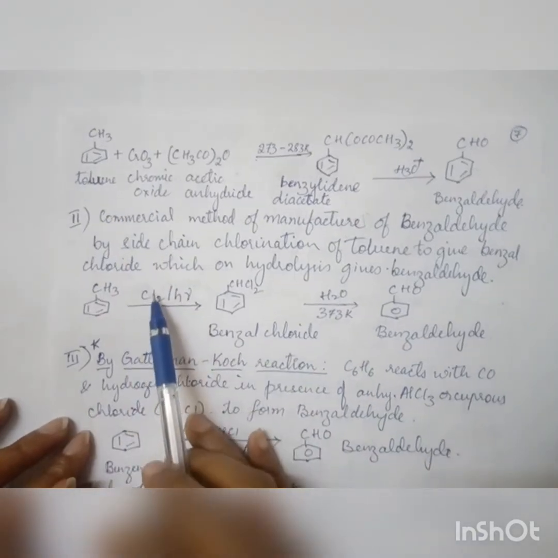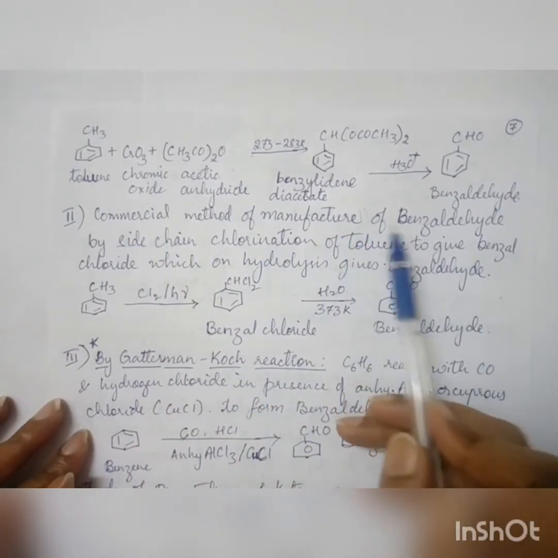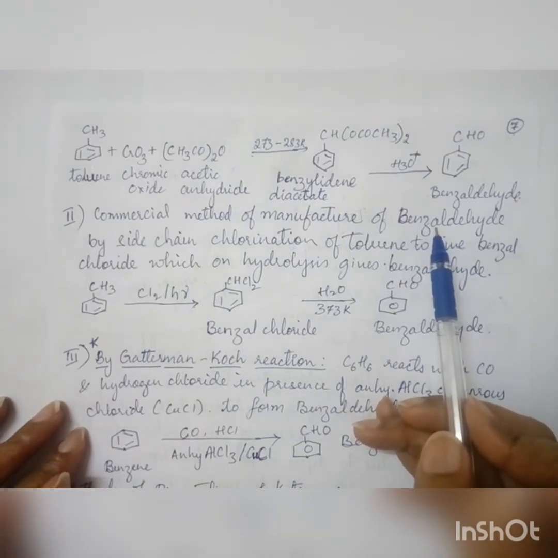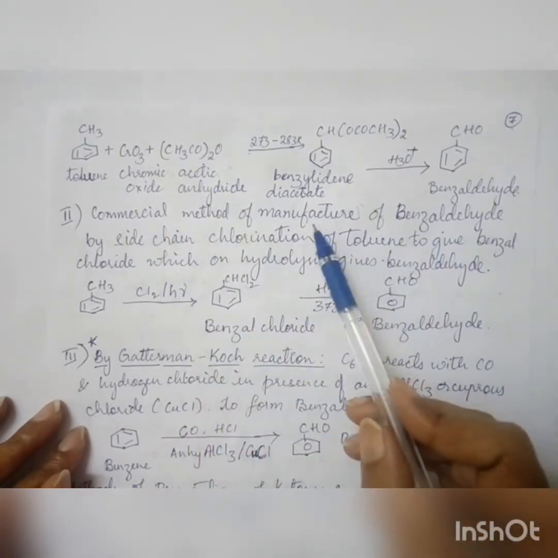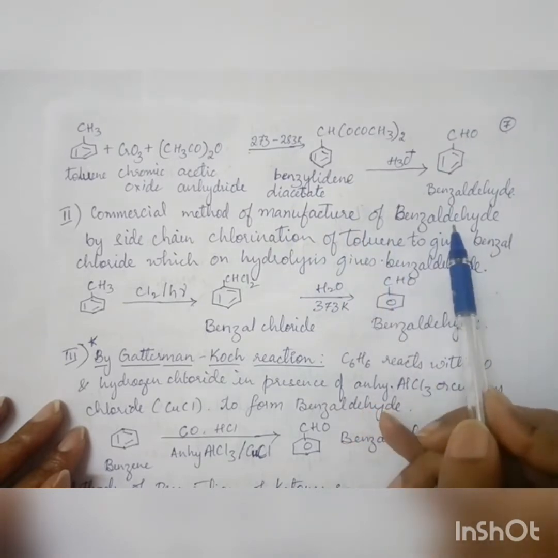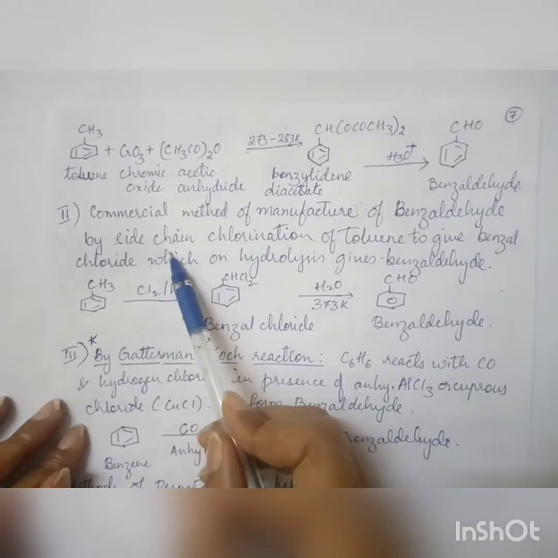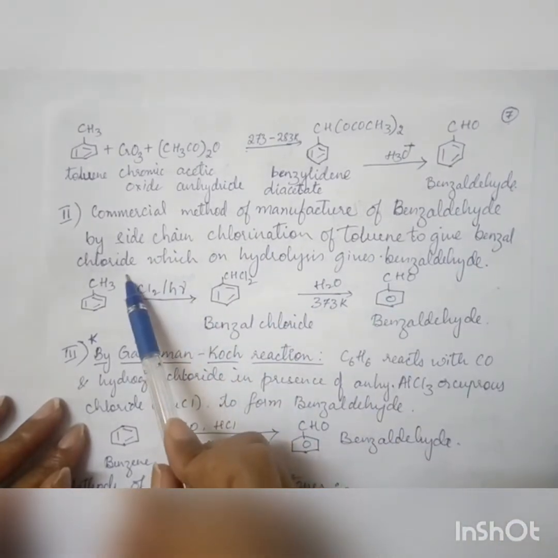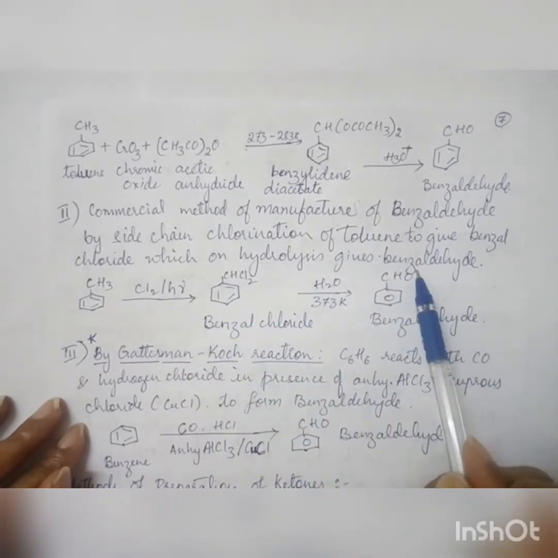Coming to the next method, that is the commercial method of preparation of benzaldehyde. In the commercial method, that means when you manufacture it on a large scale, we call it the commercial method. In the commercial method of manufacture of benzaldehyde, we do the side chain chlorination of toluene to give benzyl chloride, which on further hydrolysis gives benzaldehyde.